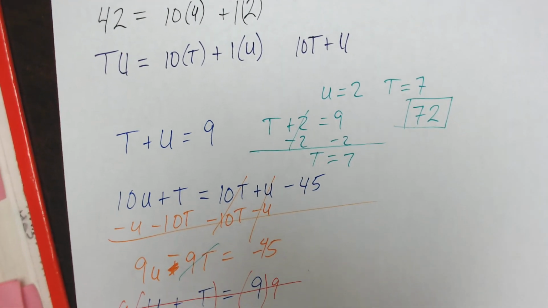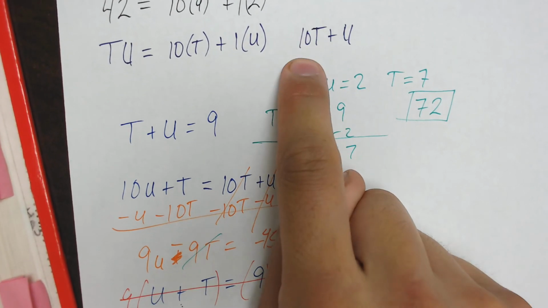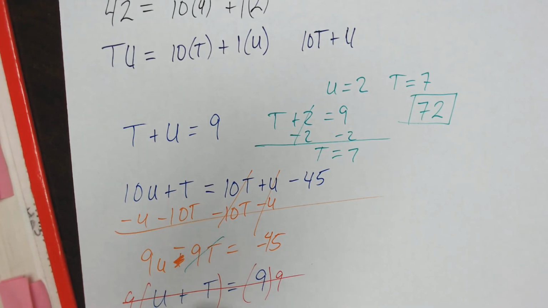Also, don't forget these 2 equations here, 10t plus u, and then 10u plus t. So this is the number reversed.